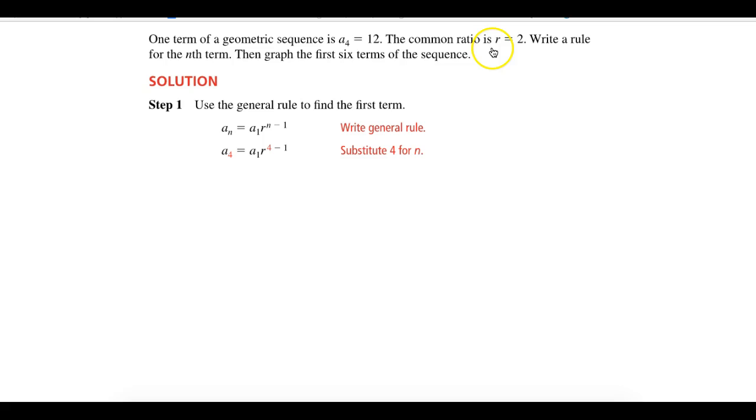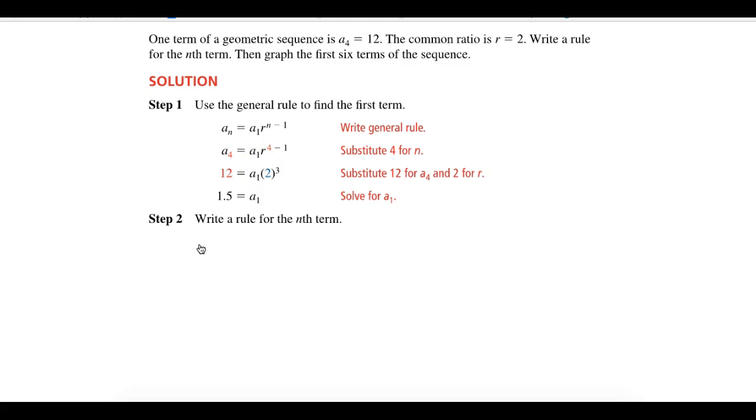Now look at this. We know r, 2. We know a_4. Let's replace those. We get 12 equals a_1 times, our common ratio is 2, to the 4 minus 1, which is 3. Now, we just multiply this out. We get 2 to the third is 8. 12 divided by 8 is just 1.5. So for a_1, we get 1.5. That means our first term in this sequence is 1.5.